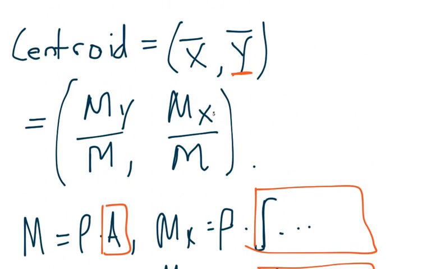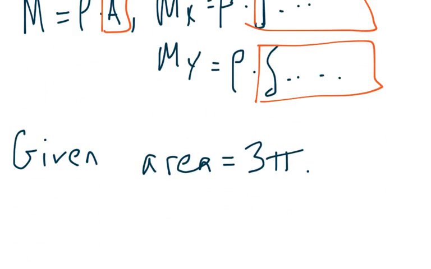Okay, so we know that y bar is equal to 0, so Mx has to be equal to 0 by symmetry. You can calculate it, and you'll find the same thing. Okay, so what we need to find, we know that Mx equals 0, what we need is My.